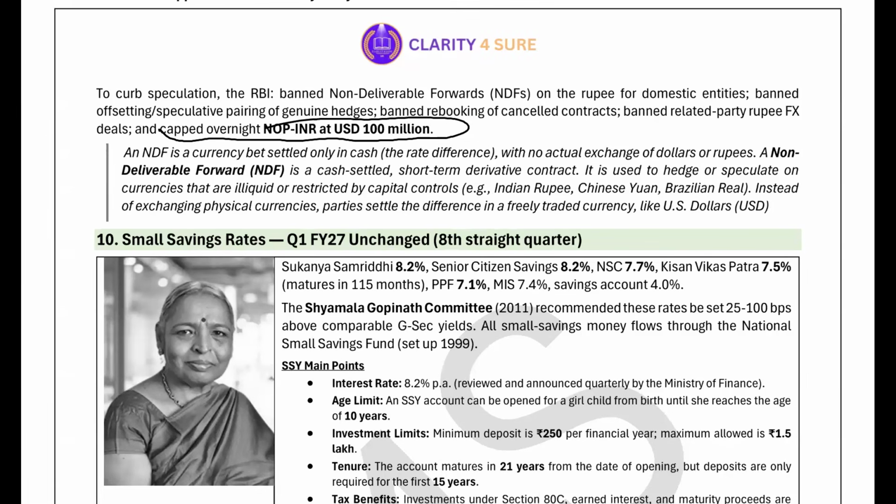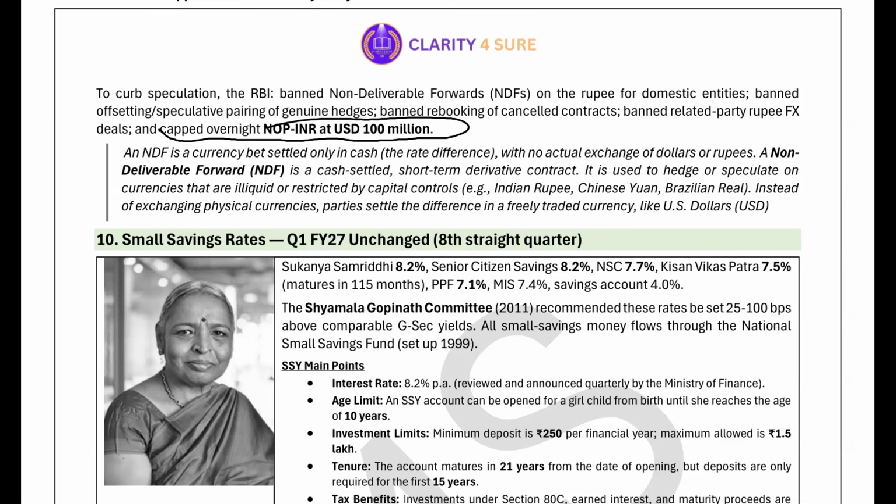Please have a look. So NDF is a currency that is settled only in cash, meaning the rate difference is settled with no actual exchange of dollars and rupees. Actually the exchange doesn't happen; only the difference that remains is exchanged. So a non-deliverable forward, NDF, is a cash-settled short-term derivative contract. It is used to hedge or speculate on currencies that are illiquid or restricted by capital controls.